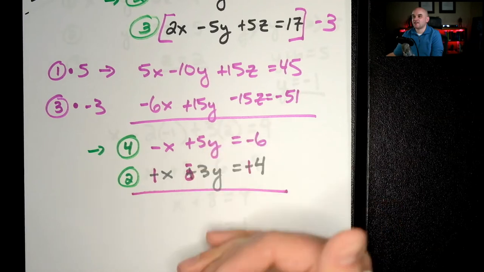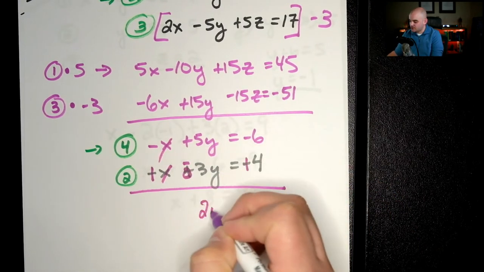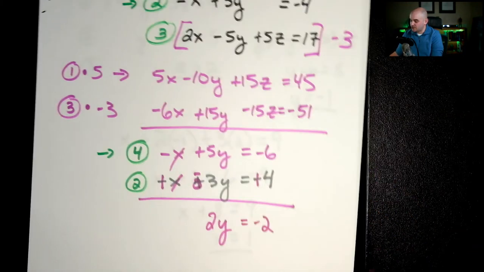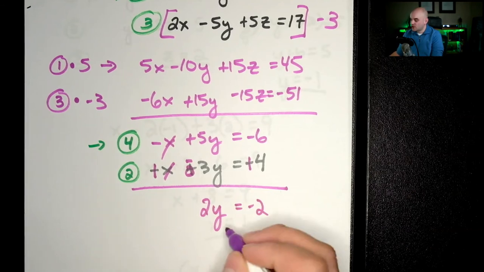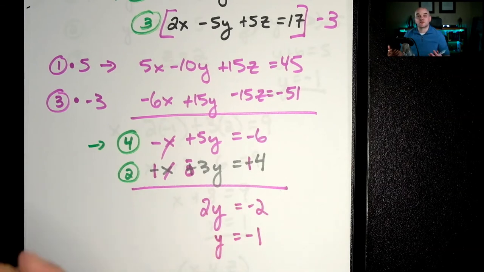So when I add these, the x's cancel out, and I get 5 minus 3, which is 2, and negative 6 plus 4, which is negative 2. And solving for y, I get negative 1. So y equals negative 1. That's the first variable I've been able to solve for out of all three of these variables.